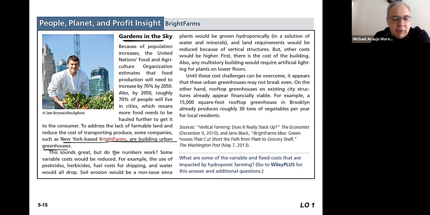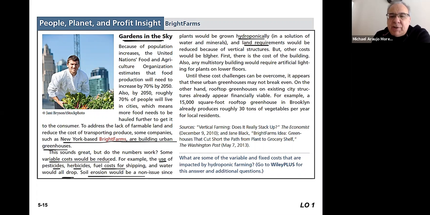Okay, so how do the numbers work? Well, some variable costs will be reduced. For example, they won't have to use much in terms of pesticides or herbicides or shipping or water. Those costs would drop significantly since it's in a greenhouse, basically. Soil erosion wouldn't be an issue since everything is grown hydroponically. I don't know if you've seen those plants that grow without soil, basically. Very interesting. They wouldn't need that much land because everything is vertical.